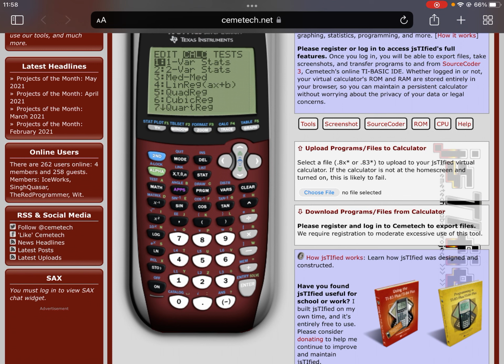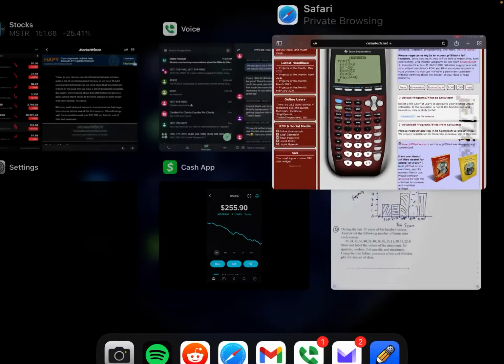After we've entered all of our data, we're going to go to one variable statistics and calculate. All the information we're looking for will be shown in the bottom part of our variable statistics. So we know our min is 8, our Q1 is 20, our median is 32, Q3 is 36, and the max is 40.